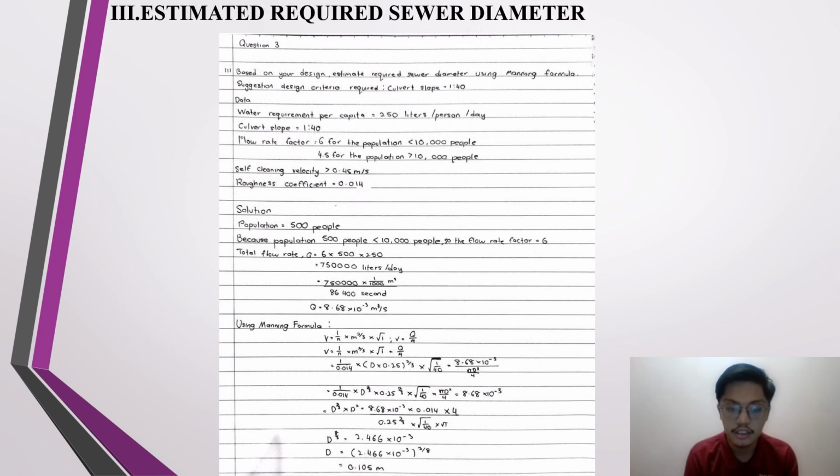Next, based on our question, we have estimated our required sewer diameter using Manning formula. The diameter, or the answer we get, is 0.105 meter for the 500 population. Okay, that's all from me.